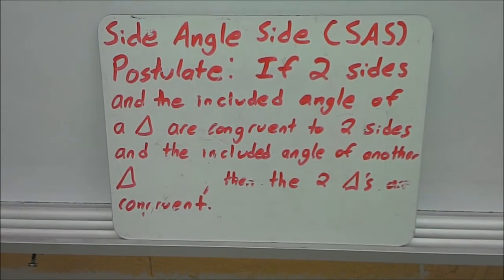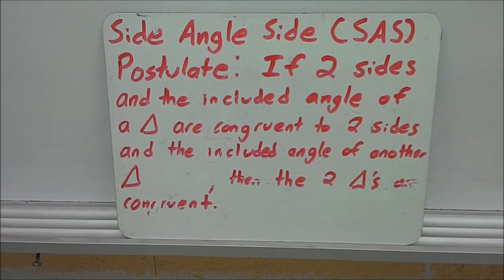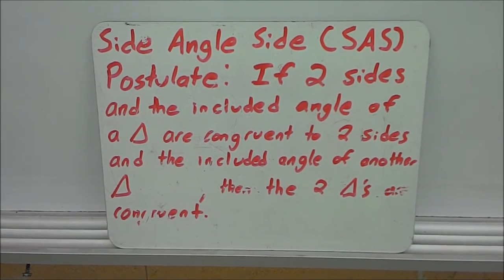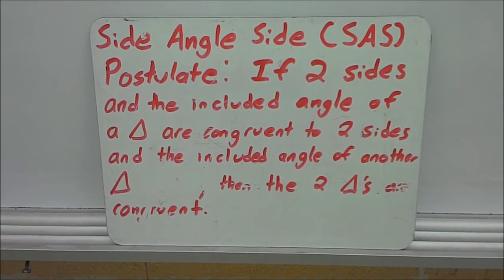Another way is the side angle side, which states that if two sides and the included angle of a triangle are congruent to two sides and the included angle of another triangle, then the two triangles are congruent.